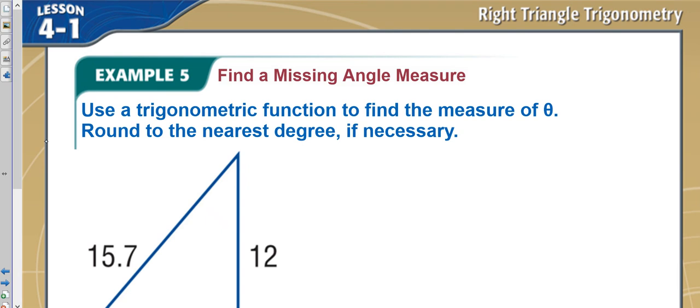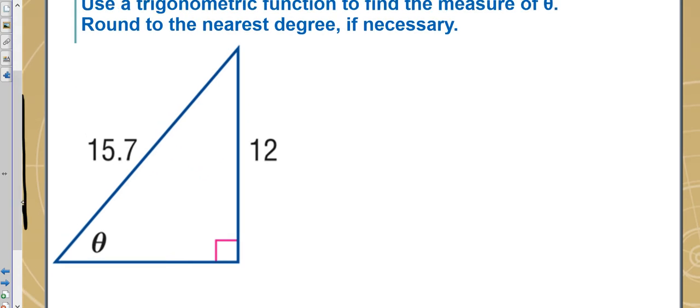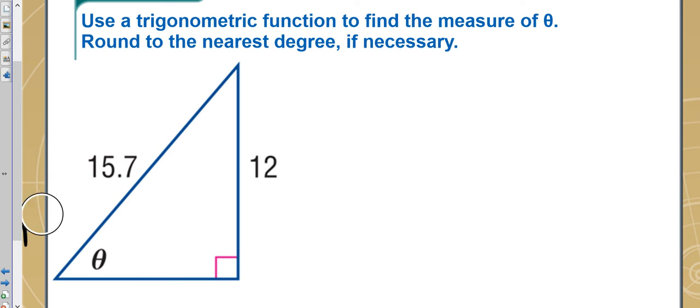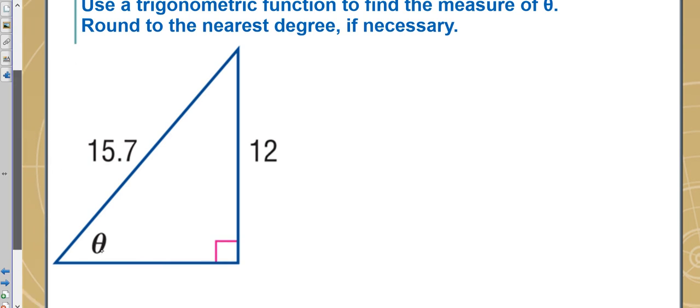Here we have side lengths given to us, and it says use a trigonometric function to find the measure of theta, rounded to the nearest degree. Okay, so here's what we have. We have the angle on the x-axis, which is a good thing. What we don't have is the angle. What we do have is side lengths. I have this one, which is a y, and I have this one, which is an h.